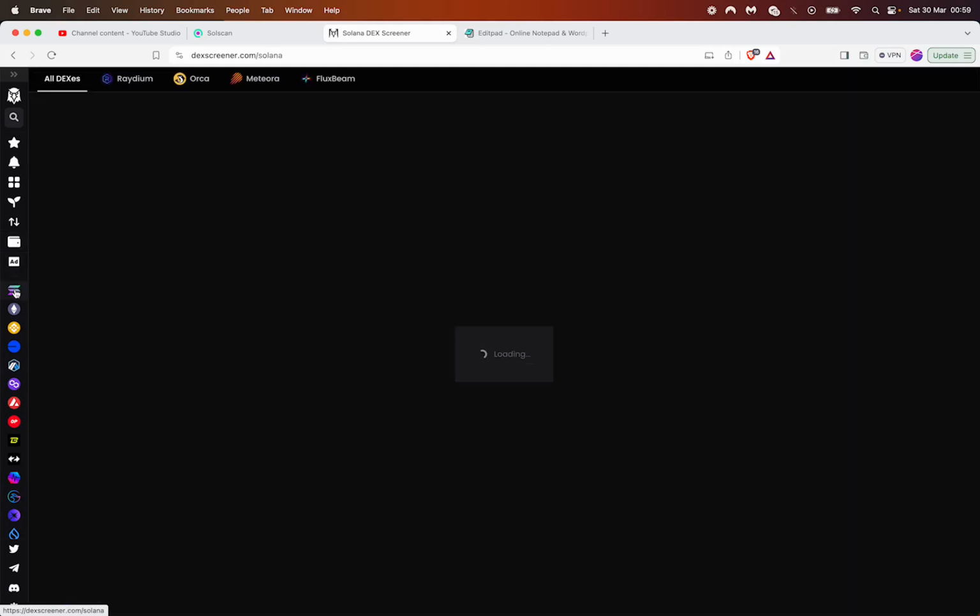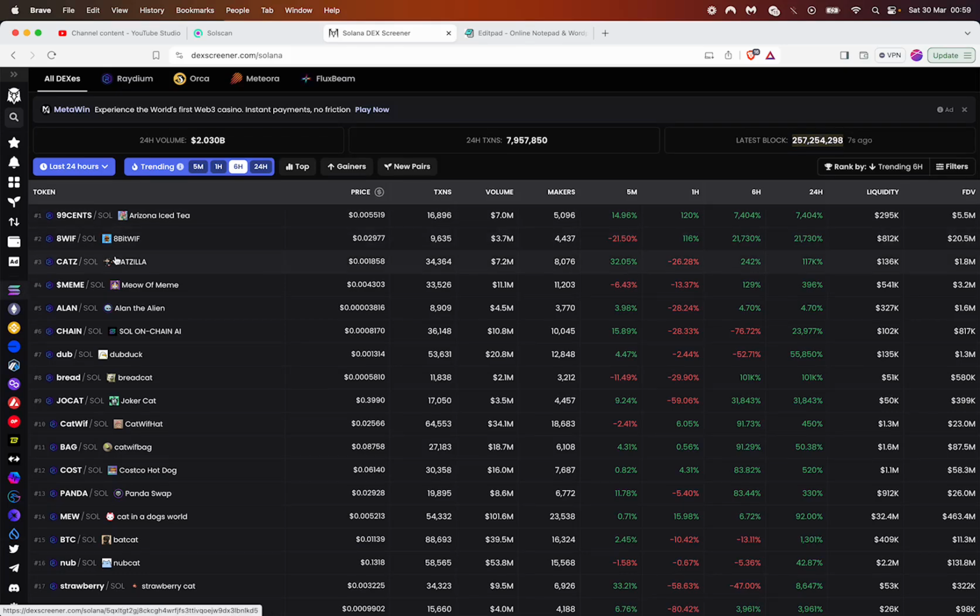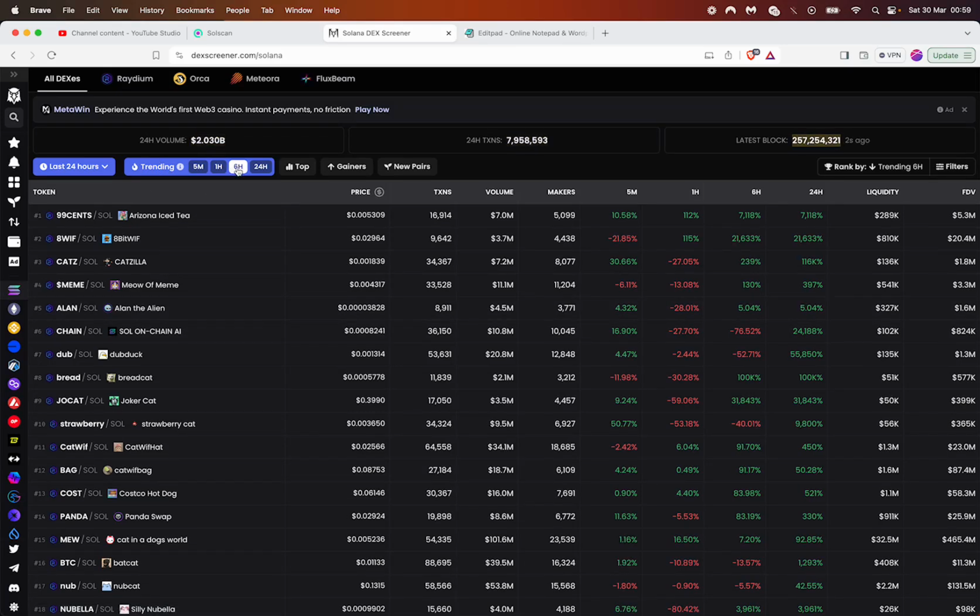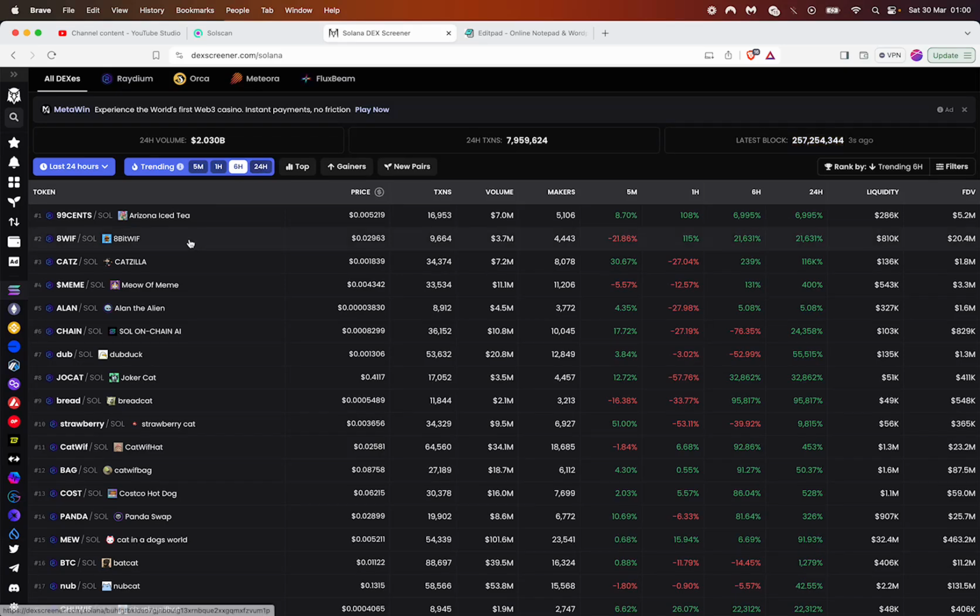If we click on Solana, it will filter specifically for the different tokens that are trending in the last 6 hours. Okay, there are other filters here. I'll come back to filters. I'll share some of the filters I find very useful. Let's click on this one.